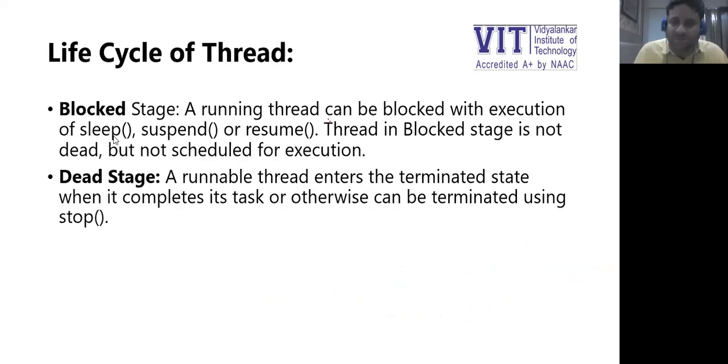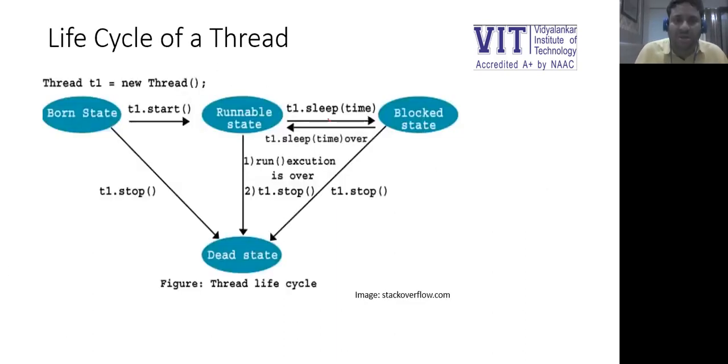Block state: a thread can be blocked by using sleep, suspend, or wait. A thread in block state is not dead, but it is not yet scheduled for execution. So basically, it is not a working thread, currently not working. And in dead state, a thread may enter into dead state after it finishes the task, or it can be killed using the stop method. So this is about the life cycle of a thread in a nutshell.